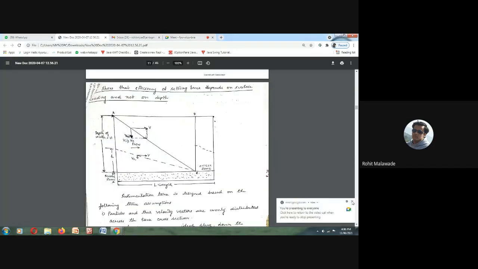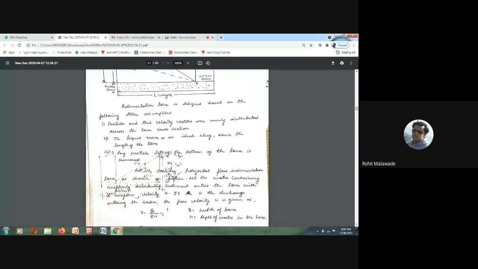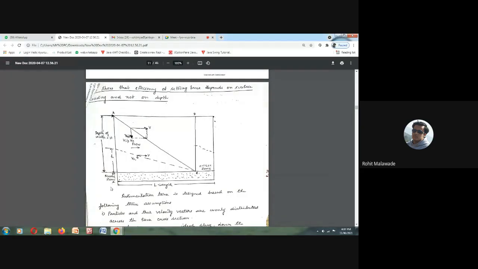Now, this is the side view of a sedimentation tank, how it is going to look. Side view means a cross-sectional side view of the sedimentation tank. This sedimentation tank is going to have the length L, and this is the depth of the sedimentation tank, which we call H.